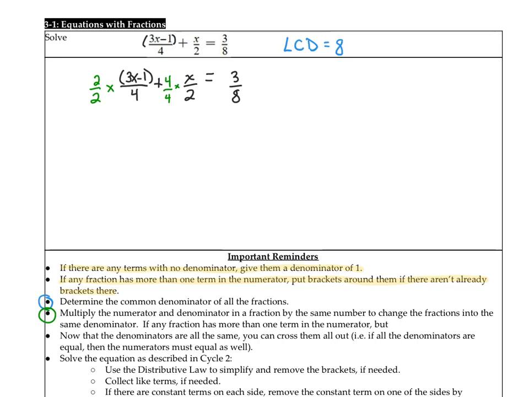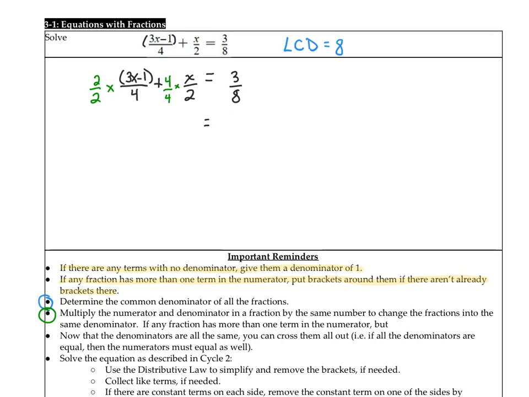So all we did was write the exact same equation, and then for each term, you multiply the top and bottom by whatever number you need to make a lowest common denominator of 8. This fraction here gets multiplied top and bottom by 2, and this fraction here, top and bottom gets multiplied by 4. And the third fraction, you don't have to multiply by anything because it already has a denominator of 8.